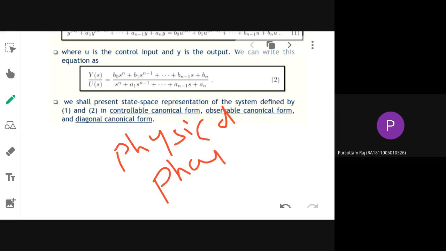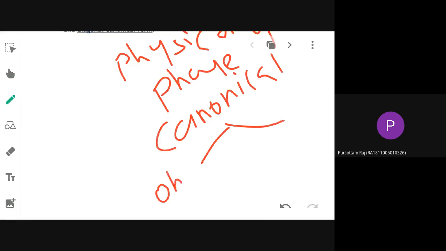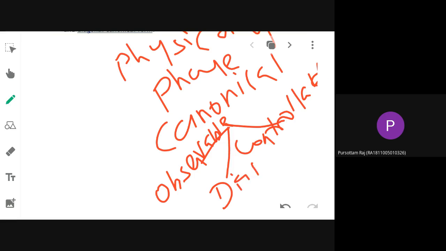Okay, apart from this, you can also use another type of variable, that is the canonical type of state model. Under canonical you can have observable and controllable canonical and diagonal canonical. The formula alone will differ. The state space model formula alone will differ for all these things.